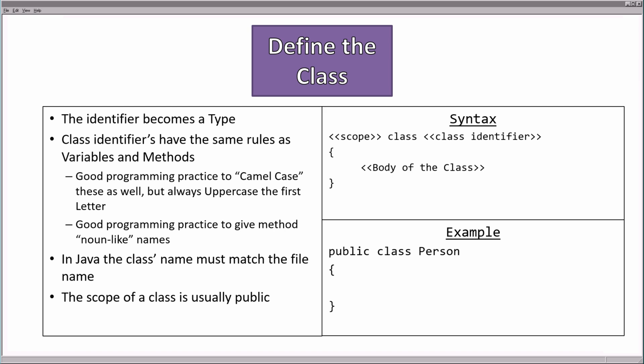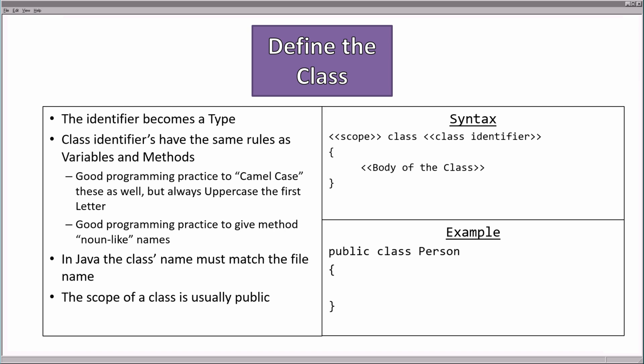As we consider classes to create these nouns, it is a good idea to create noun-like names for these classes. In Java, it is required that the class's name, its identifier, has to match the file name. If you don't have this, this is automatically a syntax error. Now, the scope of a class is usually defined as public, but there are some cases that we'll get to later on in this course where it may not make sense to make a class public.